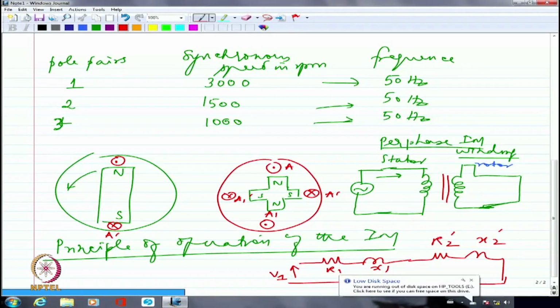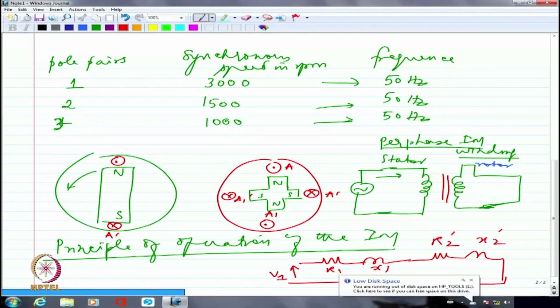If the north pole and south pole of the stator flux is in a particular direction, the south pole and north pole of the rotor will try to align itself with those north pole and south pole. So in the process, the rotor is going to develop a torque. The motor is going to develop a torque for the alignment purposes.